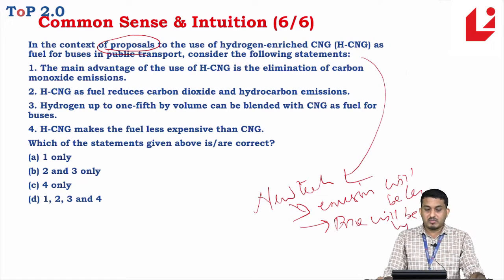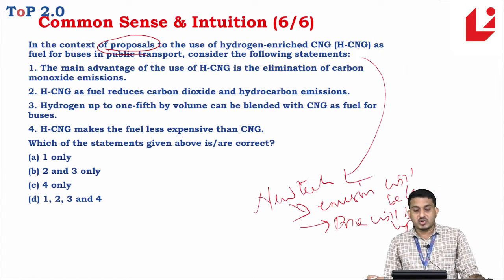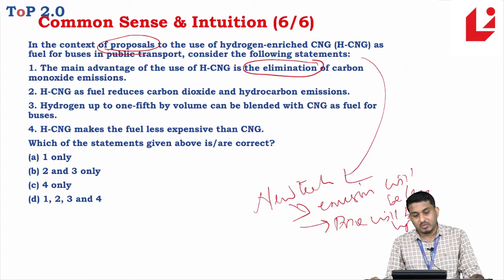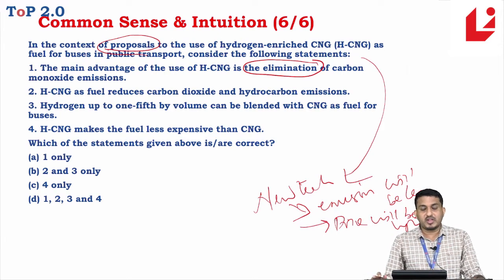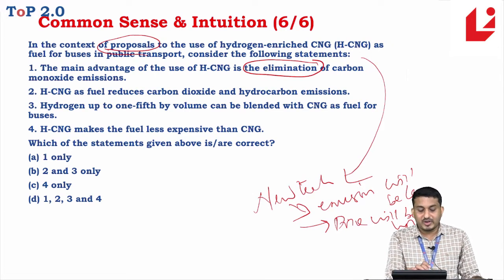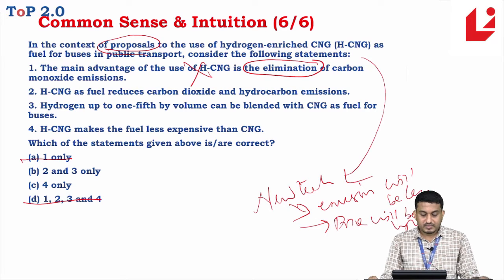Now read the first statement. Main advantage of use of HCNG is the elimination of carbon monoxide emissions. Elimination is what? It is a rotten tomato. If the statement was reduction, there is every chance that statement 1 is correct, but it is elimination. You know that elimination is not completely possible. You can reduce. Getting it? So elimination is a rotten tomato, so statement 1 is wrong. If statement 1 is wrong, A and D can be eliminated.